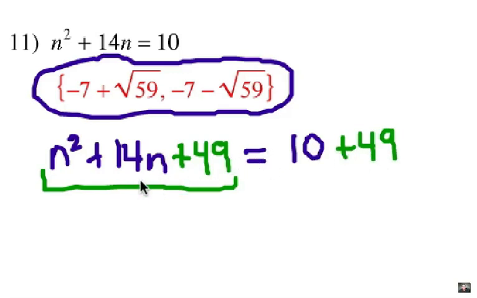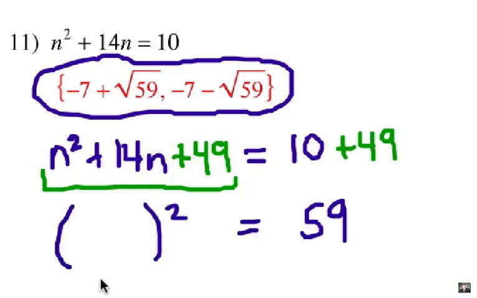So now let's factor this trinomial. Inside the binomial here, I'm going to have n plus, take the square root of 49, or take half of the 14. Either way, we're going to get 7. Because remember, if I have n plus 7 multiplied by itself, I use the FOIL method and multiply that out, that's the trinomial I will get. That's a perfect square trinomial. So n plus 7, that quantity squared, equals 59.